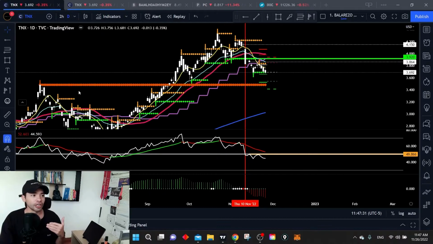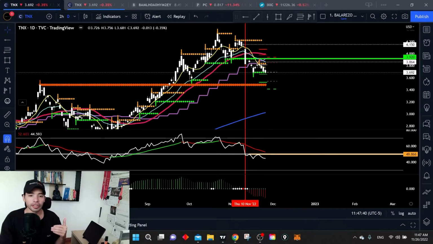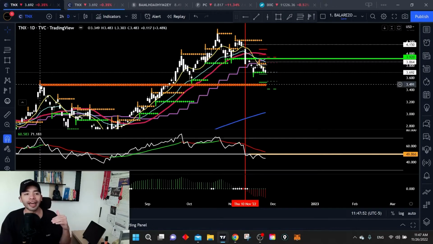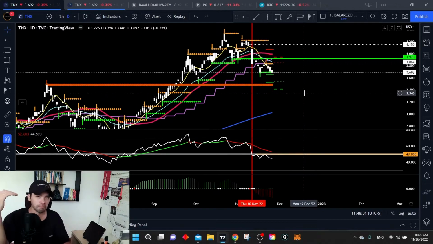So my expectation is that the TNX will continue to trend lower, at least in the short term, until we test these highs right here. So you can call these highs. Let me just see the exact level for these highs. And you can see that this is somewhere around 3.491, right? The high right here is 3.483. So consider that as a possible level of support for the TNX and therefore a possible level of resistance for the TLT. So the TNX is also changing trend, and I'm expecting more downside.